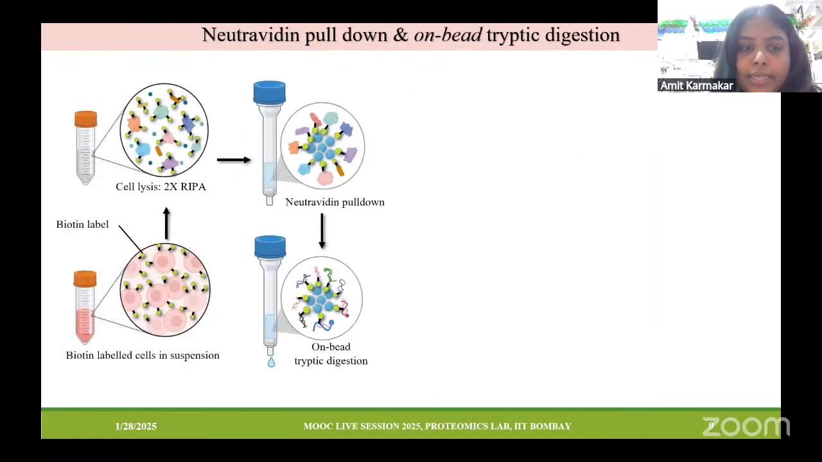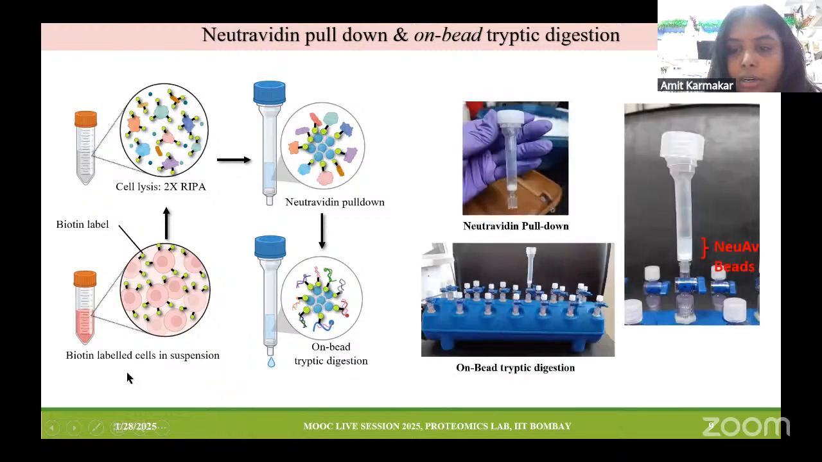Then we take the lysate, which contains both biotinylated proteins and the non-tagged proteins, and pass it through a column which has the neutravidin. The biotin reacts with the neutravidin, and only the tagged proteins are pulled down, and that's how we enrich the cell surface proteins. Now, I'm showing here how we have done it. We regularly practice this in our lab.